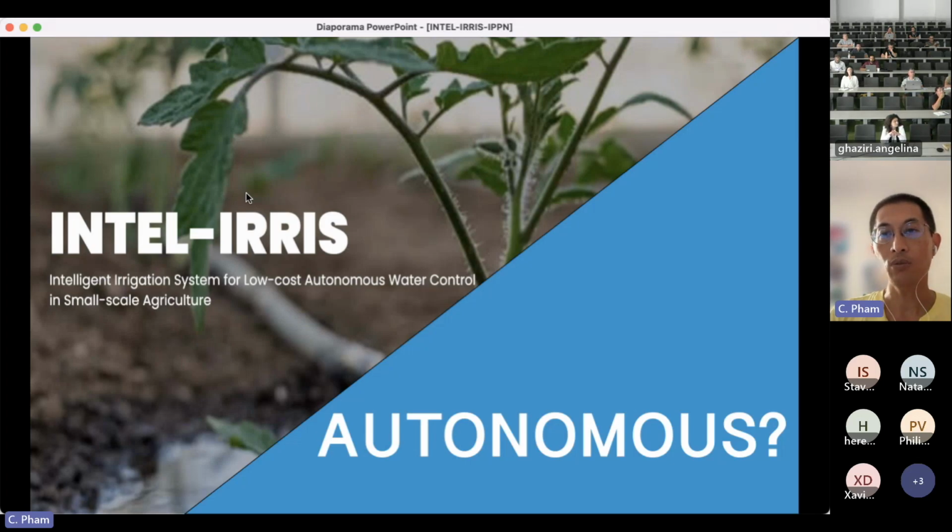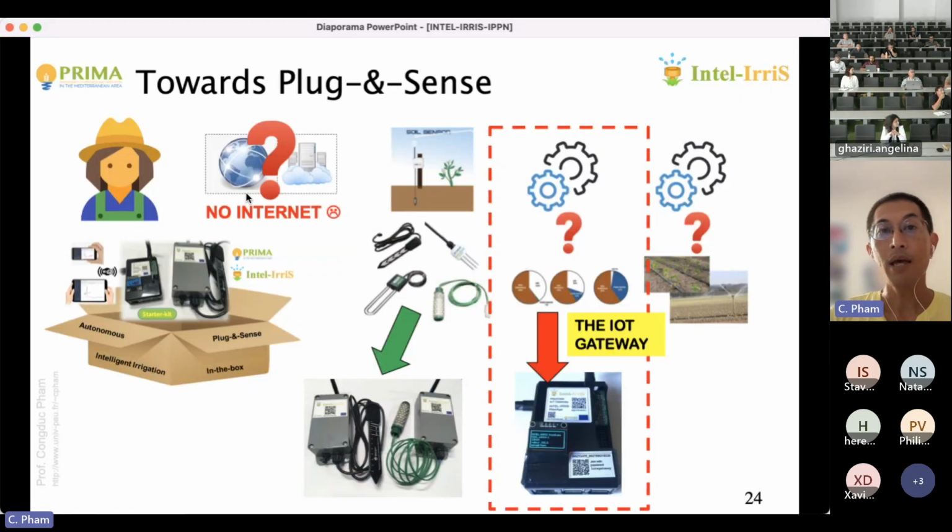I tried to give some insight. What we wanted to do is really have something like a plug and sense, you know. So the smallholder receives a box with a starter kit, and then he deploys the sensor, he switches on the gateway, and then he's done. Okay, so this is what we wanted to have.